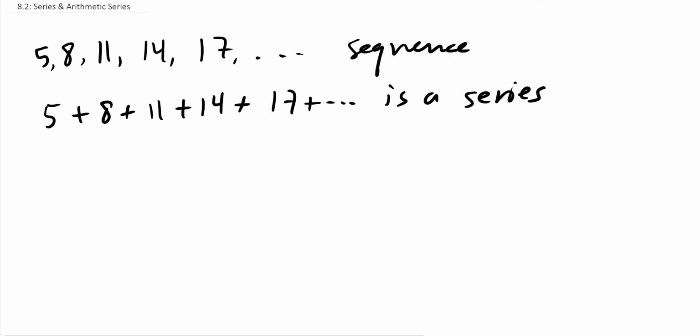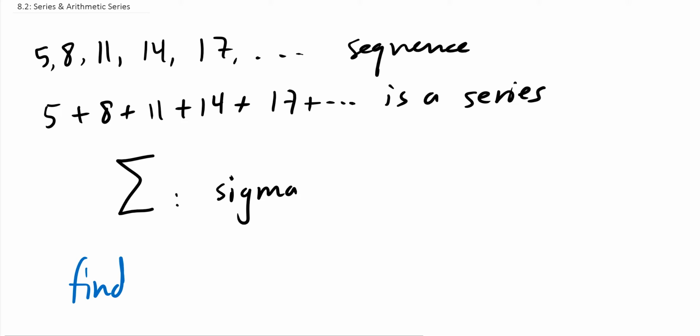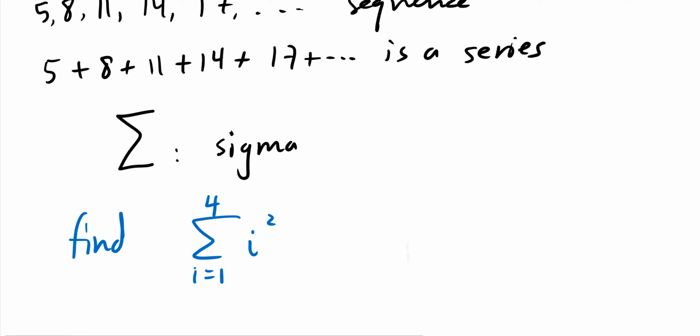To help us with series, because we write a lot of terms adding together, we can use the sigma notation. This is called sigma. It's a Greek letter sigma. It's used for summation. Some people call it summation notation. For example, to see how sigma is applied, let's say we are asked to find the sum of i squared from i equals 1 to 4.